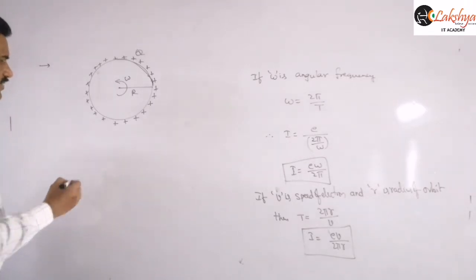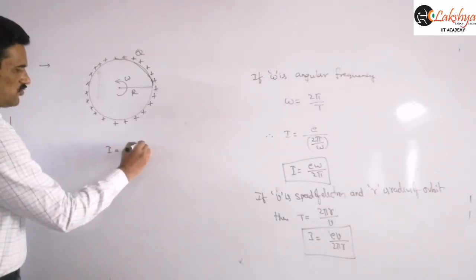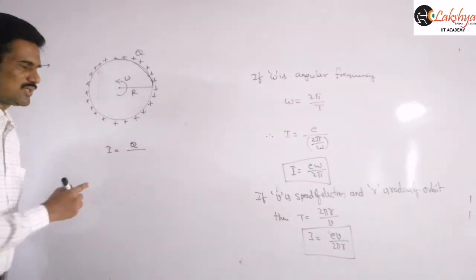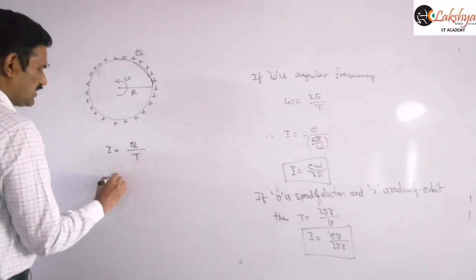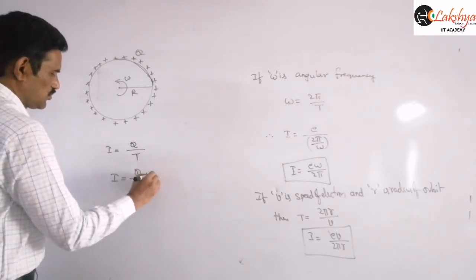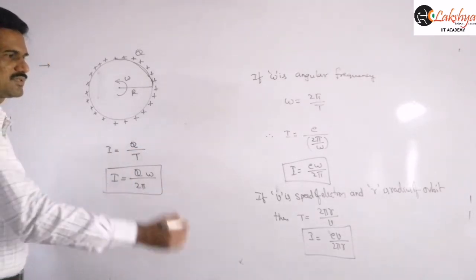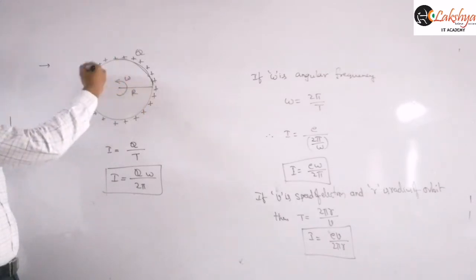Here again we can directly apply this, where q is the charge distributed on the ring. For one complete rotation you can consider the time as T. The T value I can write as 2 pi by omega, and so the current is q omega by 2 pi. You can directly substitute that expression here. This is the current flowing in the path of this ring.